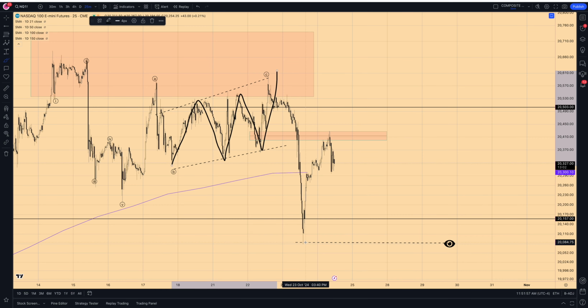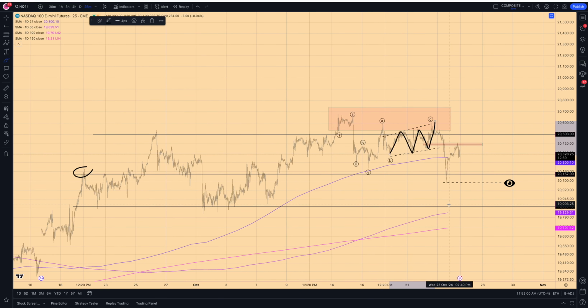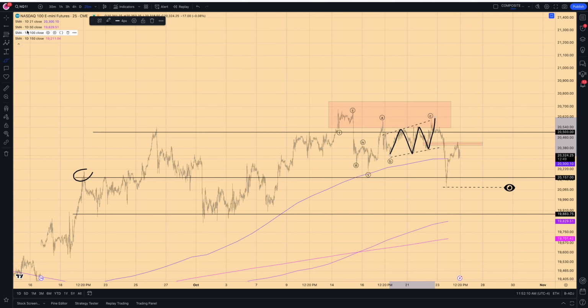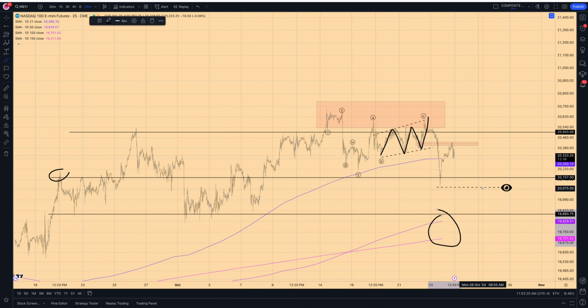Point of interest would be sitting at 20,084, and then eventually at the 100-day moving average, sitting at 19,701. Okay, 50-day moving average is sitting at 19,829. So this moving average cluster right over here we would be targeting, but the intermediate point of interest would be sitting at this low over here. We would be expecting these lows to be taken out, see a little bit of a retrace from there, and then continue down towards this moving average cluster.